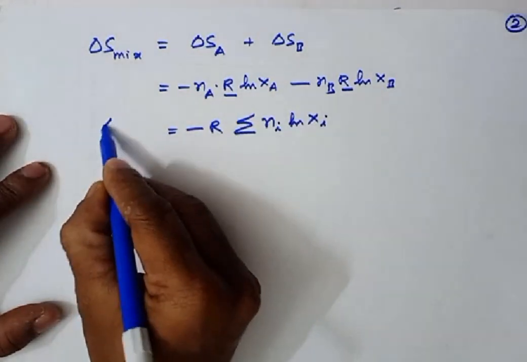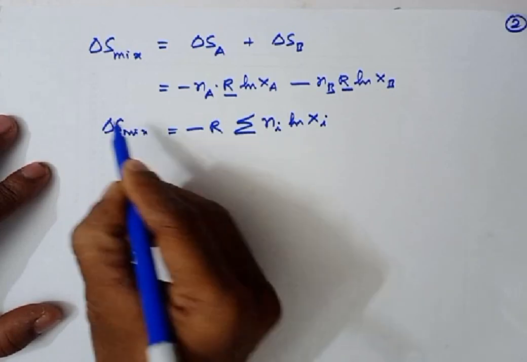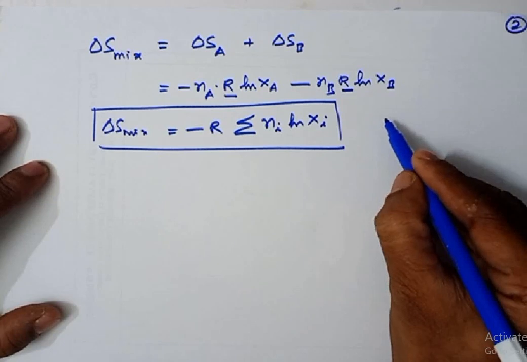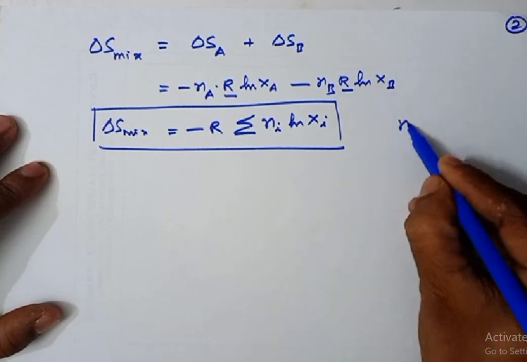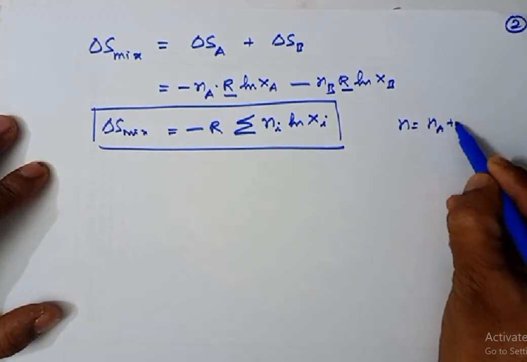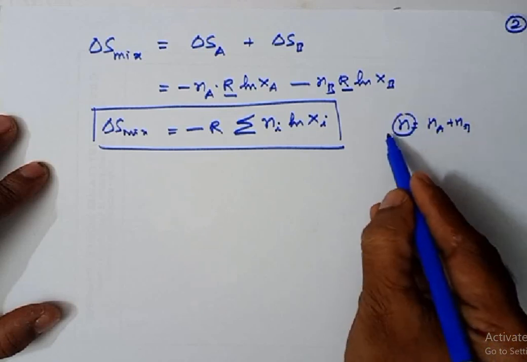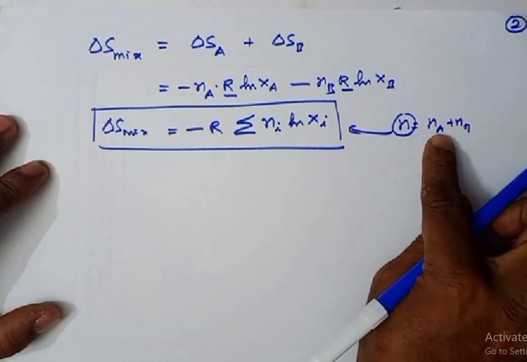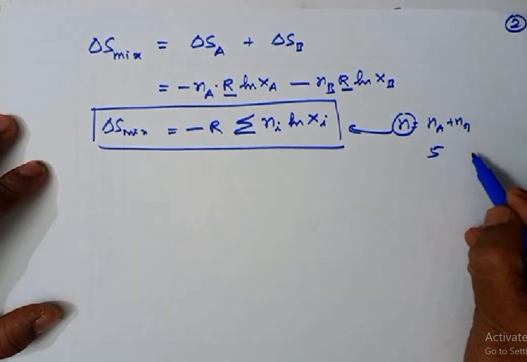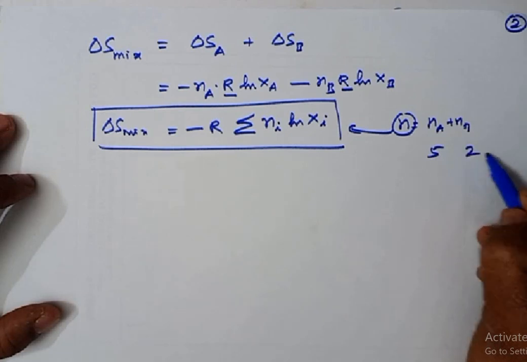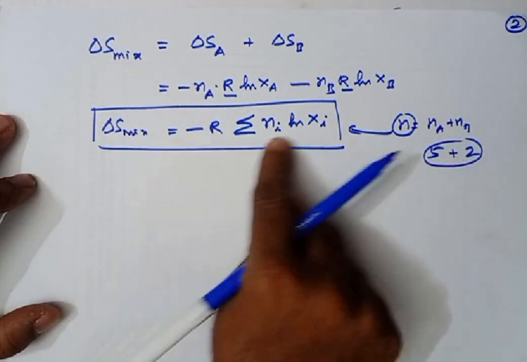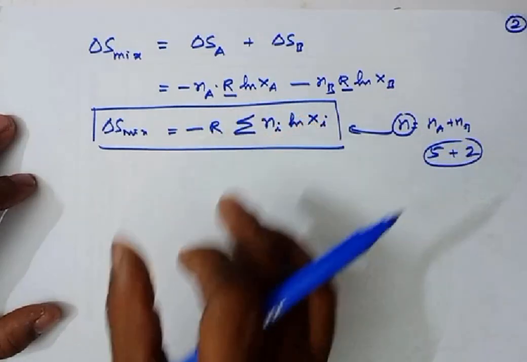So this is delta S mixing, but here this is delta S mixing for total moles. What is total moles? Na plus Nb. For this much number of moles, see, number of moles of A may be 5 moles, number of moles of B may be say 2 moles. So total is 7 moles. For 7 moles, this is the change in entropy of mixing.